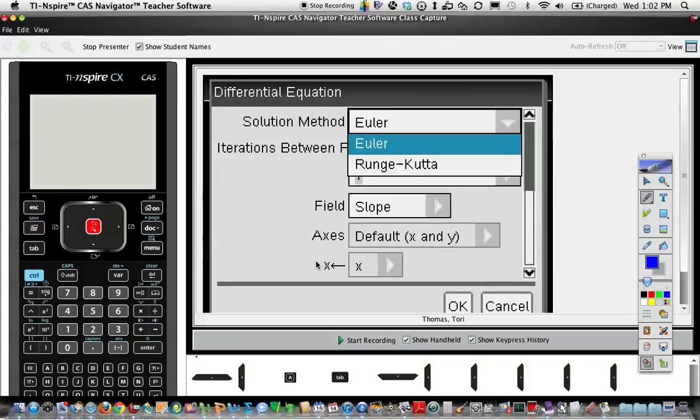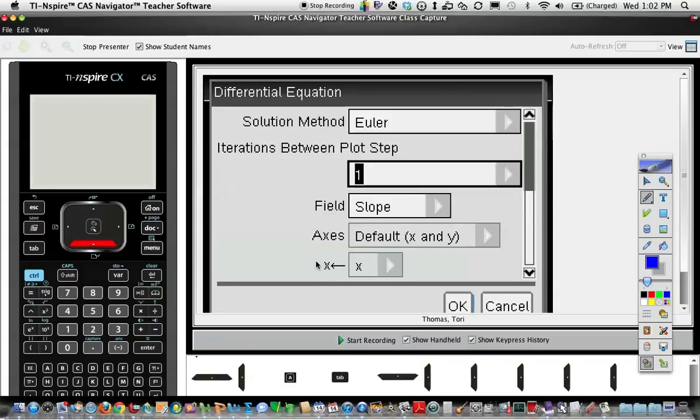There's Euler and there's Runge-Kutta. Now, those are just two different methods. We've learned Euler's method, but that's like Simpson and trapezoid. There are two different ways to get rectangle areas. Runge-Kutta is better and more accurate, but it's more complicated to understand, I think. I don't know what it is, to be honest with you. So we're going to do Euler. Keep it in Euler.